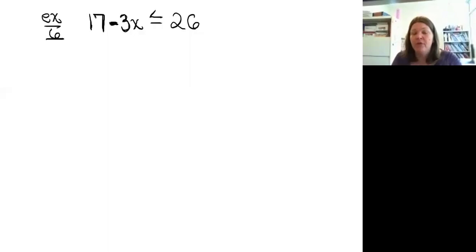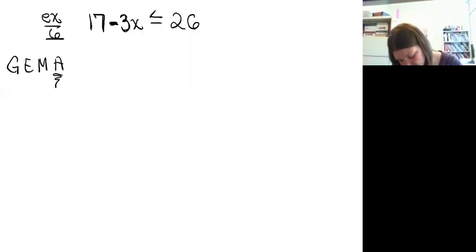Well, remember, we work our order of operations backwards when we're solving. So we're going to move anything that's adding or subtracting first. This 17 is adding or subtracting. It's a term with the x. So I'm going to take the 17 away first, -17. Everybody cool with that? We did this back in solving two-step equations.